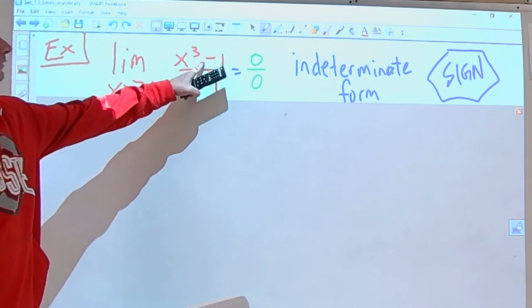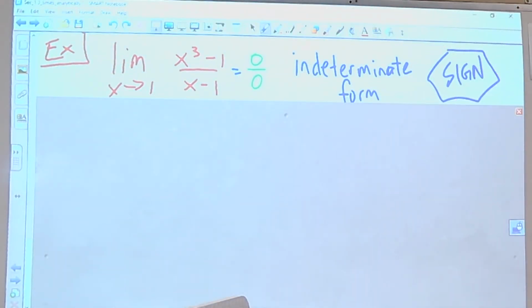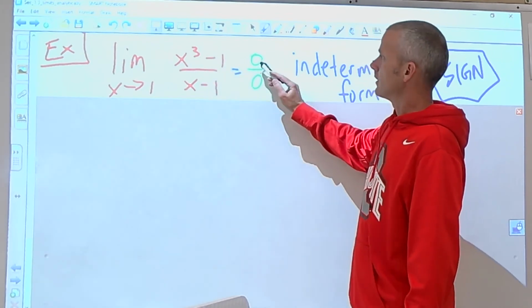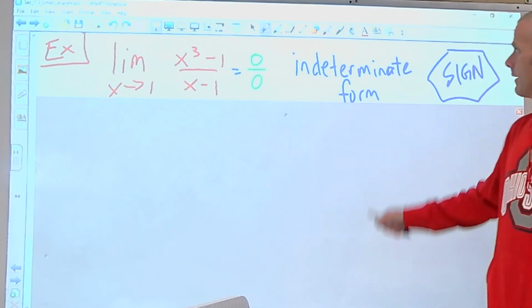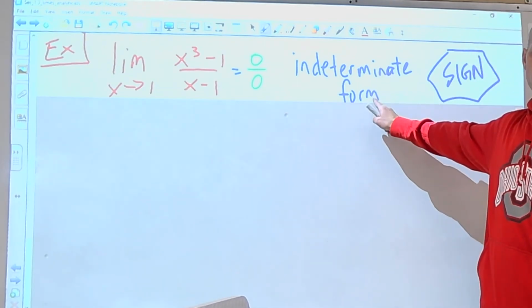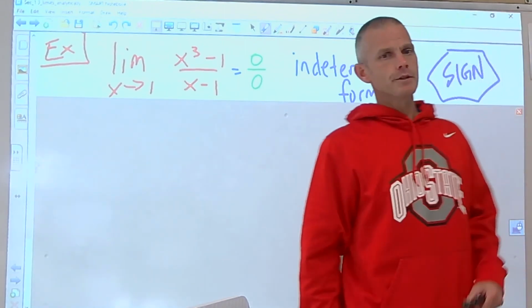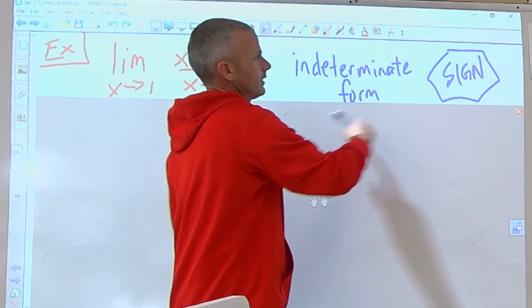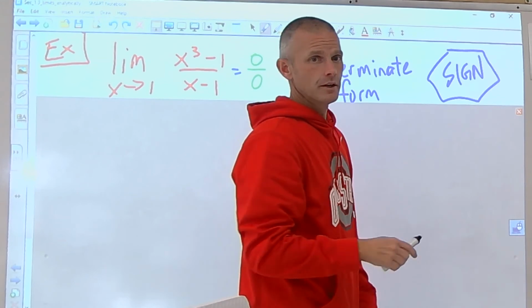If we have a rational function, x cubed minus 1 divided by x minus 1, and we look at the limit of that function as x approaches 1, we do our direct substitution and get 0 on top and 0 on the bottom. You can't divide 0 by 0. We call that an indeterminate form. In terms of what we want to do with our limits here, I always tell kids that's a big sign. Anytime we get that 0 over 0, that's a sign. I'll sing a song about it when you get back in class one day.